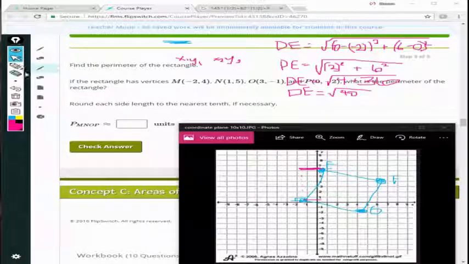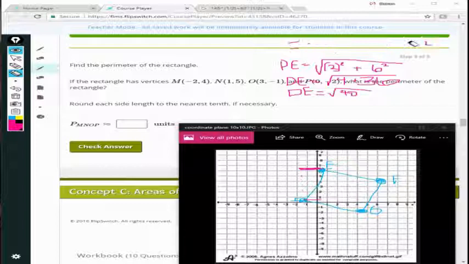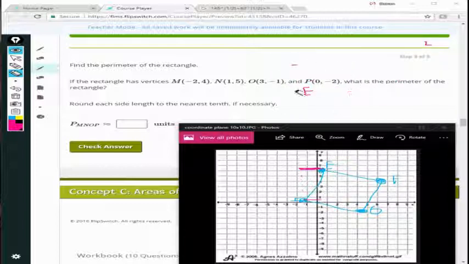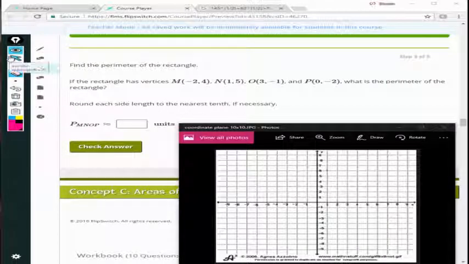Okay, so now we're moving on to find the perimeter of the rectangle. So let's get rid of our square work. Now the rectangle has 2 long sides and 2 short sides. Thankfully, the 2 long sides are the same length and the 2 short sides are the same length. So I'm going to have to find 2 values, the long side value and the short side value.